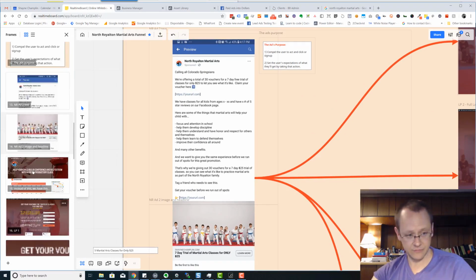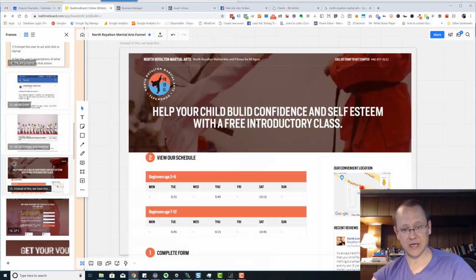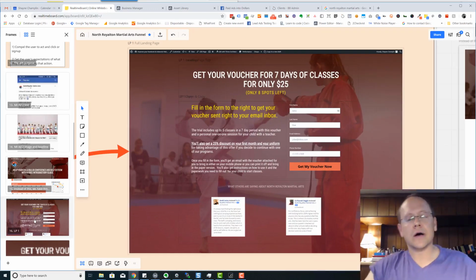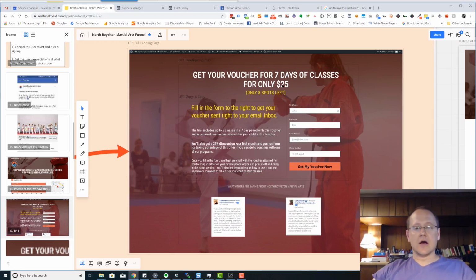So let's go on down here. Now, instead of going to this page like the other one did, let's look at a different variation of this page that is built a little bit more around the original offer, with the intent of getting them to just take that action. So this is the first variation of 4 that I did. As you can see here, the headline is much different. There's nothing distracting, no logos up here. All I want them to see is what the offer is: get your voucher for 7 days of classes for only $25.